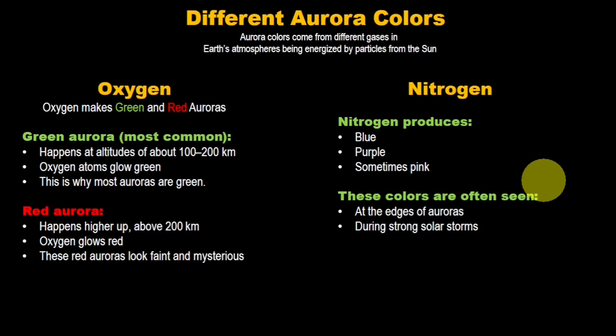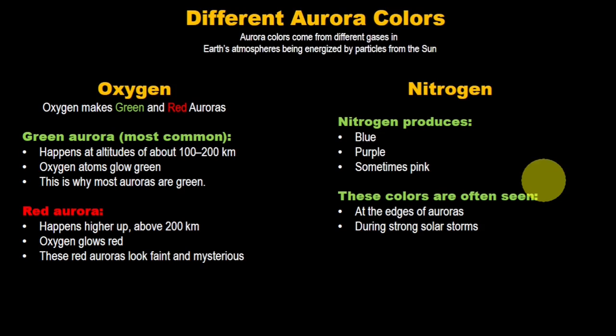Now let me describe the different aurora colors. These colors come from the different types of gas in our atmosphere. Our atmosphere is predominantly made up of nitrogen and oxygen. Oxygen produces green and red auroras. These two different kinds of color depend on their altitude.